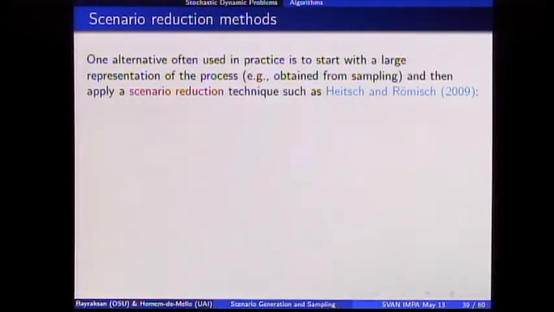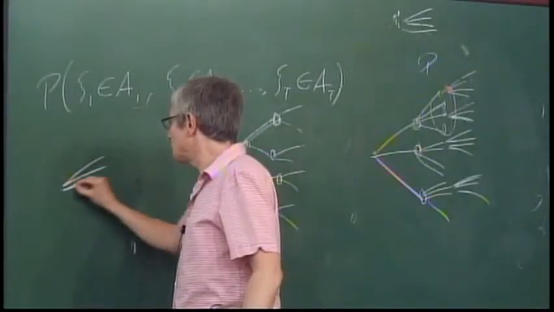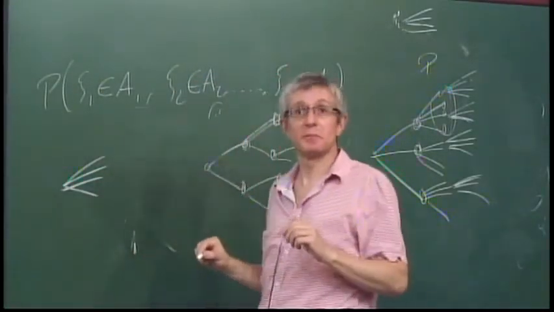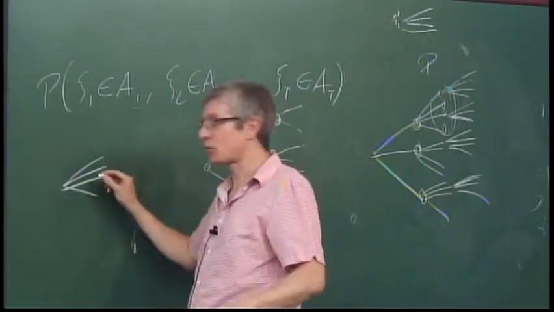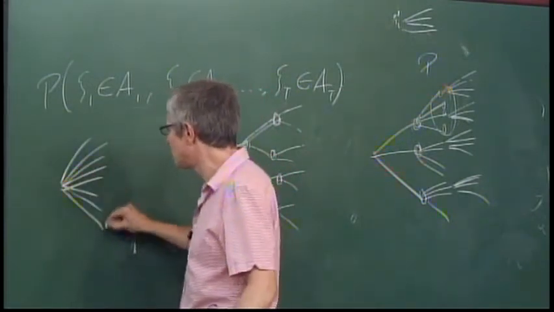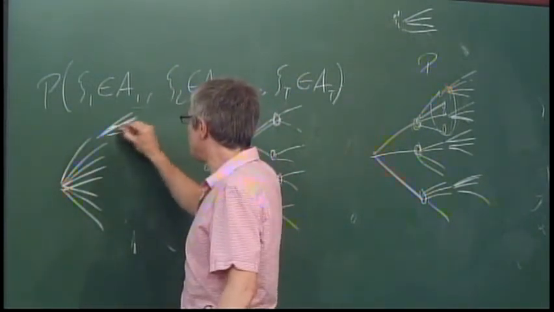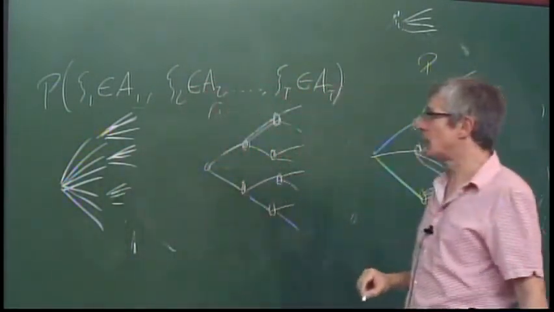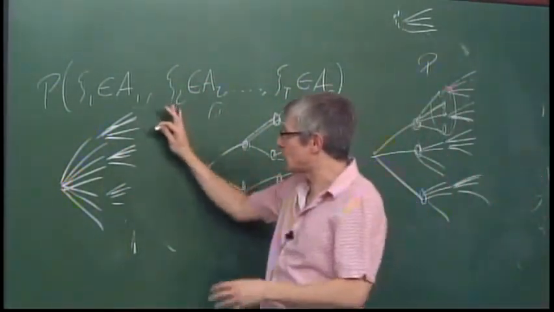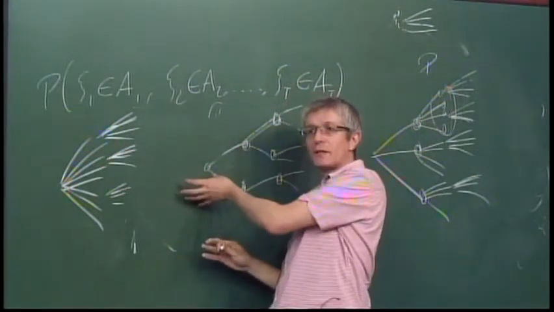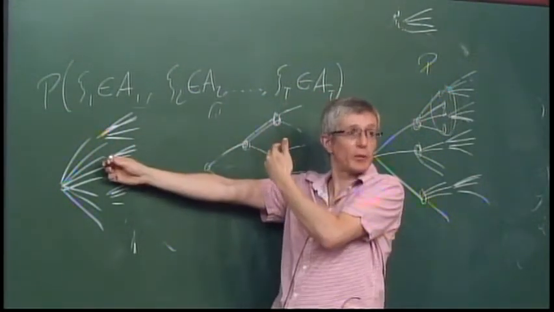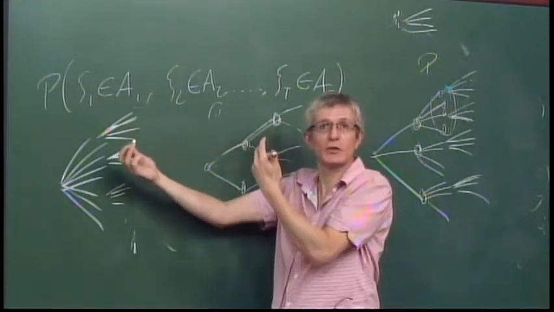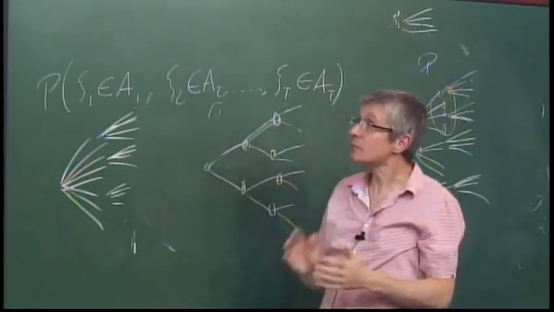So one way that you think of this is, okay, we generate a very large tree, which you could do, for example, by Monte Carlo sampling. You could do it by quasi-Monte Carlo sampling. You could generate a very, very bushy tree with many nodes. And then you say, okay, I have all these scenarios, and I want to find a subset of all this that represents well my process. That's a scenario reduction type of problem.